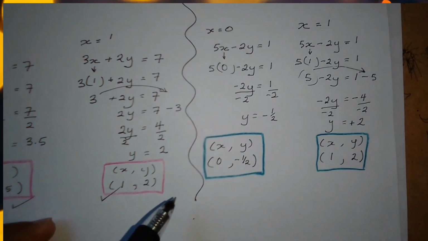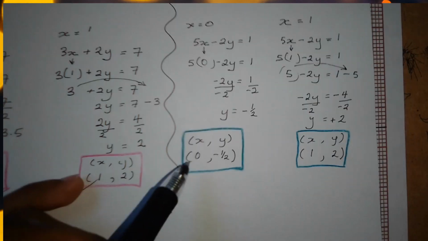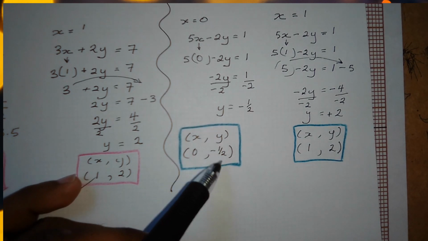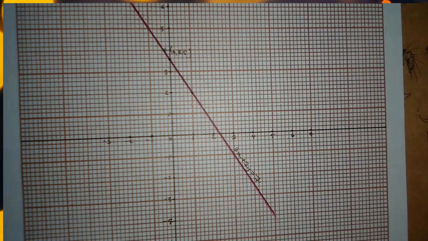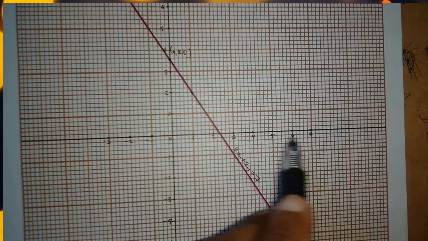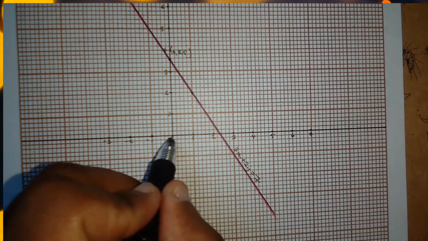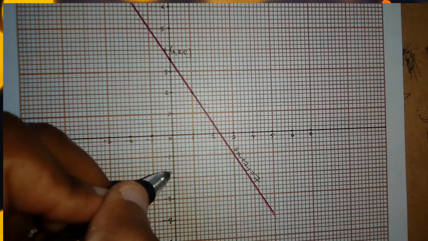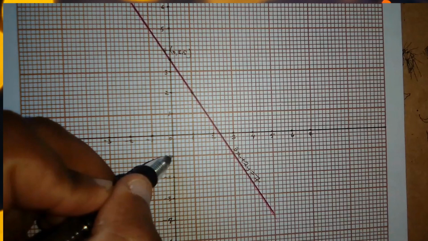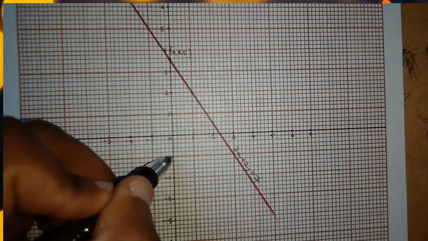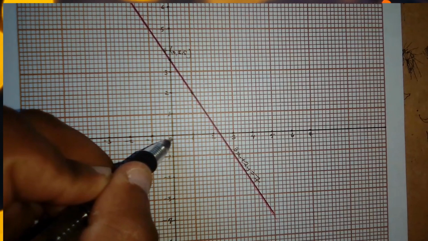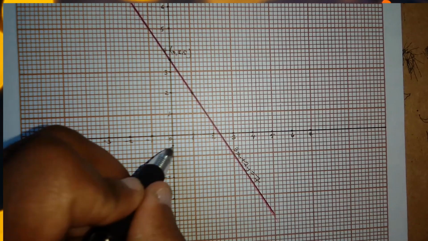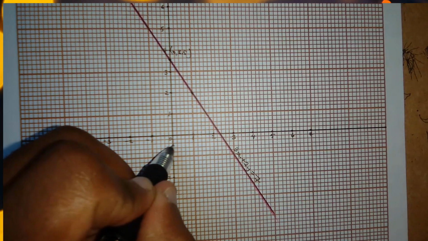Now we're going to look at the second equation, which is these two. So I'm going to need to plot this point, x being equal to 0 and y being equal to negative a half. So x equal to 0, this is the x, 0 is right here, and y being equal to negative a half. Negative is going downwards, and a half is between 0 and 1, right? And there's 1, 2, 3, 4, 5. So a half of 5 is 2.5. 1, 2, and right here. So this is where negative a half would be, right?